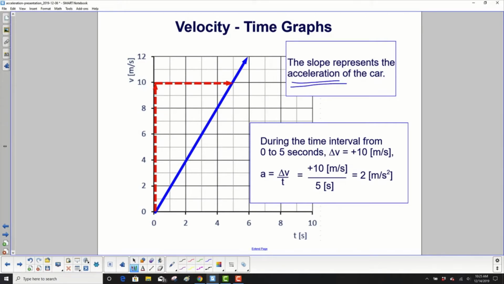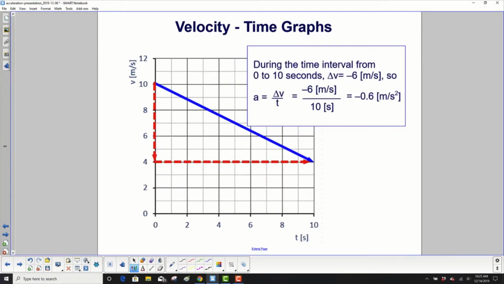So during the interval from 0 to 5 seconds, 5 is right around here, up here, the delta v is 10 meters per second, a plus 10 meters per second, right? The final velocity is 10, the initial is 0, so 10 minus 0 is 10. The time is 5 seconds. You divide, and you get the acceleration is 2 meters per second squared.